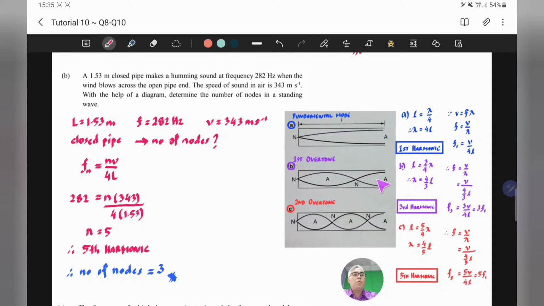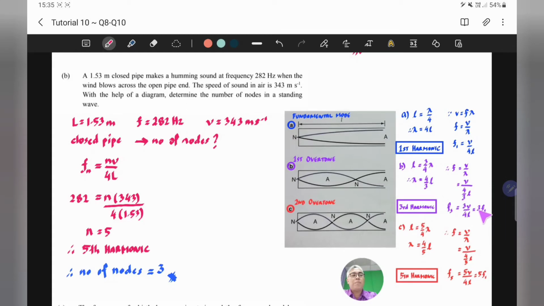For the first overtone, we start with one node and one antinode, and for the first overtone we have 2 nodes and 2 antinodes. How many lambda do we have? A quarter lambda and a quarter lambda, so we are talking about 3 quarter lambda, which is equal to the length of the pipe. By rearranging, lambda equals 4 over 3 L. Again using f equals v over lambda, substitute lambda, giving v over 4 over 3L. By rearranging, you get 3v over 4L, where v over 4L represents F1, giving you 3F1.